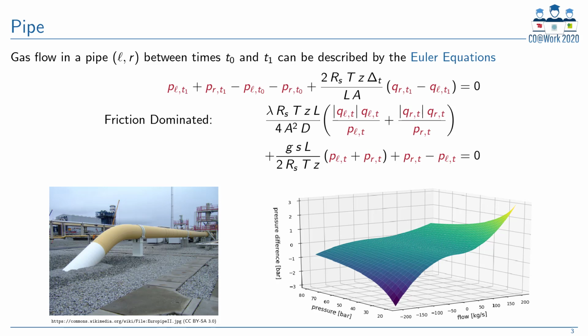Despite the simplifications, these equations are still hard to solve. The reason for this is a nonlinear and non-convex term describing the pressure loss in the pipe due to friction. On the lower right, we plotted the relationship between flow, pressure level, and pressure loss for an example pipeline.